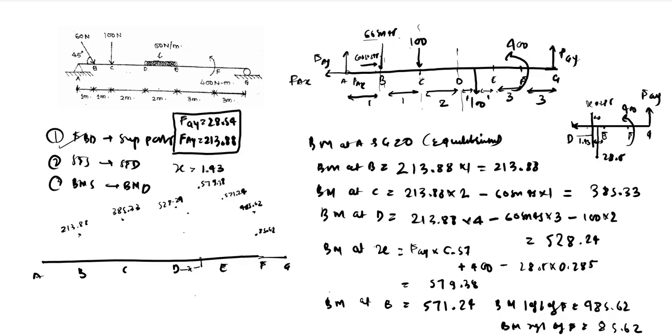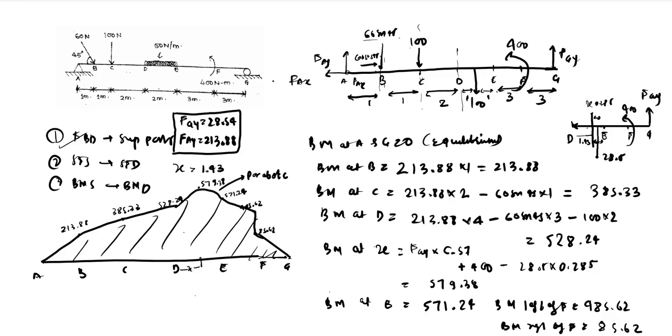So again, wherever there is a UDL, you need to apply the parabolic condition. So this is the parabola, let us say. Between D and E, as you can see in the diagram, there is a UDL. So the shear force will vary linearly, and bending moment will vary parabolically. Rest you can just join using straight lines. Yeah. This is how you can draw your bending moment diagram for this particular problem. Thank you.